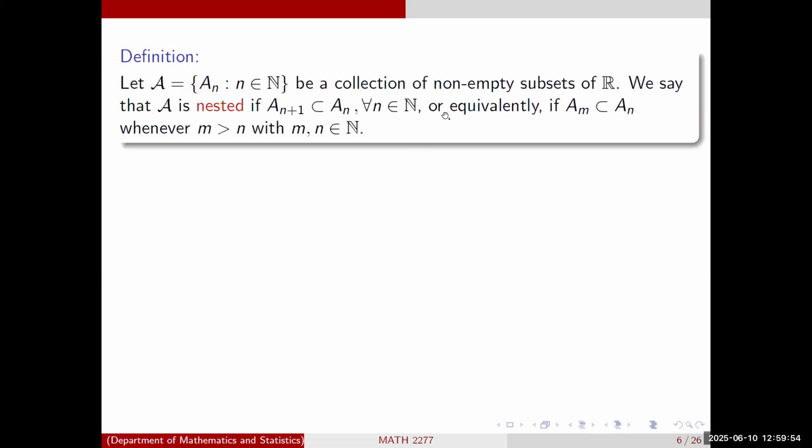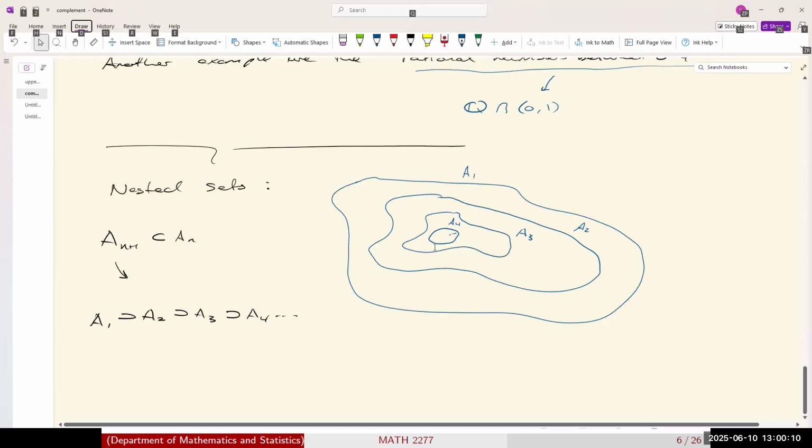Or equivalently, A_m is a subset of A_n whenever m is bigger than n. This second condition is another way of saying that the sets are nested. From the picture that I have here, notice that A4 is contained in A2. Here's A4, and here's A2.